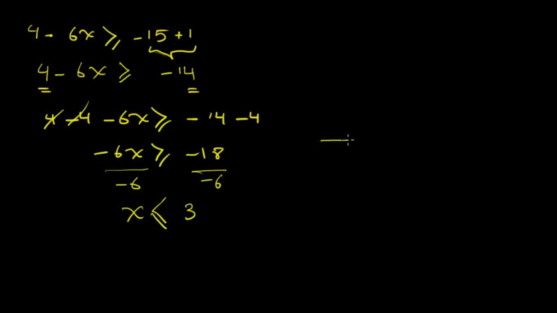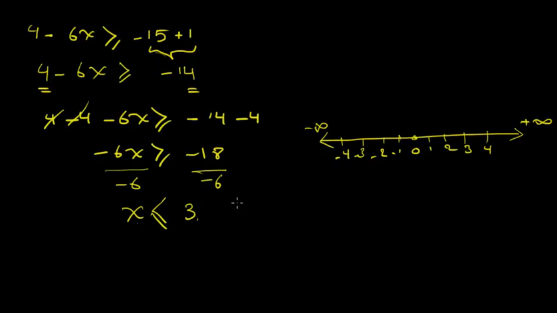Now we draw it on a number line. We'll have 0, 1, 2, 3, 4, negative 1, negative 2, negative 3, negative 4. And so any number that is less than 3, including 3, because it's equal to 3, can make this statement true.